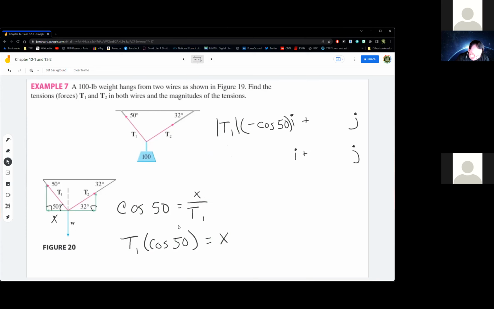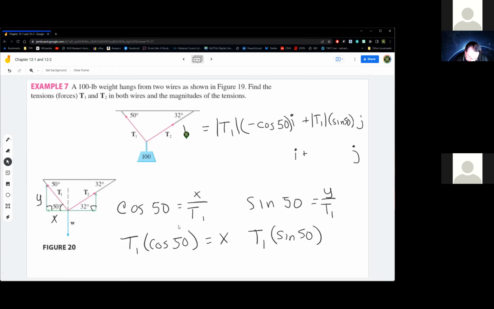Same thing on the other side. So now I'm looking at the upward value of the y. So that's going to be sine of 50 is y over T1. Same concept. It's going to be T1 times sine of 50. Now this y is going up, so it's going to be the positive. So I've got the magnitude of T1 times sine of 50, and then that's J. So this one is going to be my T1 equation, or T1 vector.